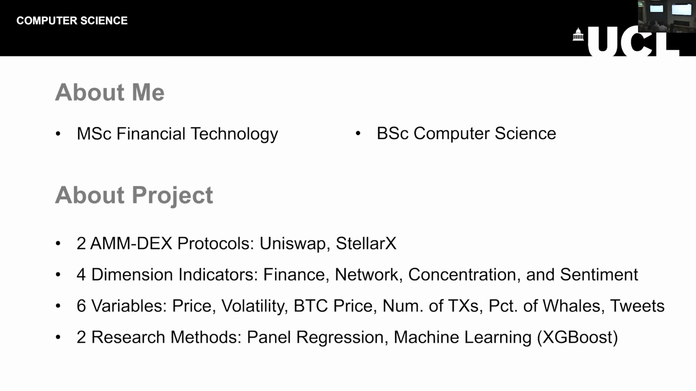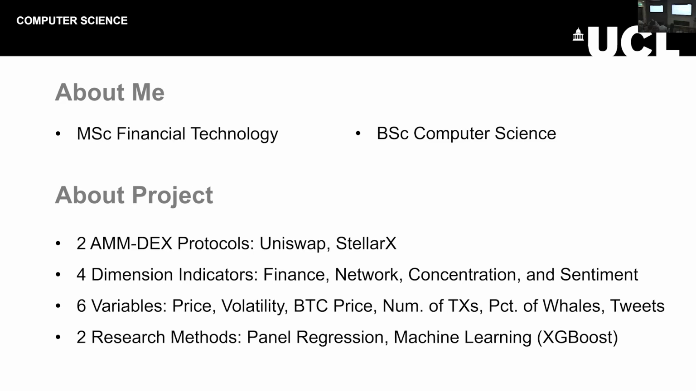Let's review. The first part uses statistical methods such as panel regression, correlation, and descriptive analysis to explore the patterns of Uniswap. The next part is to predict the future, using machine learning algorithms to predict it and to explore how market indicators will improve the prediction performance.